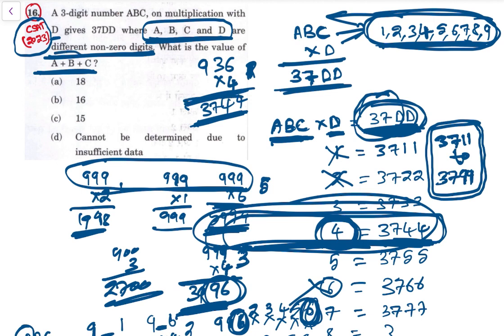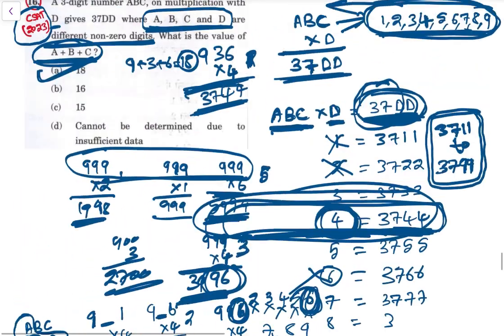So now question is what is A plus B plus C. So that is 9 plus 3 plus 6 is equal to 12, 12 plus 6 is equal to 18. So 18 is the answer. ठीक है. So these many things we are doing.